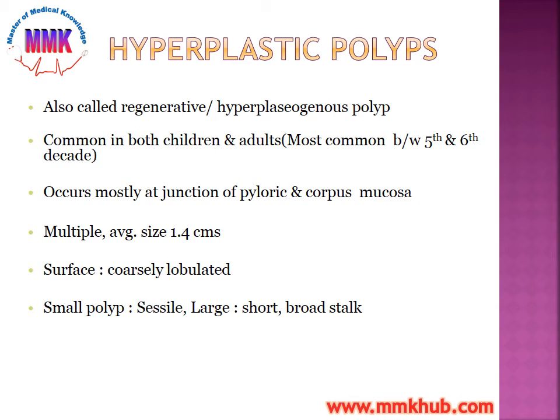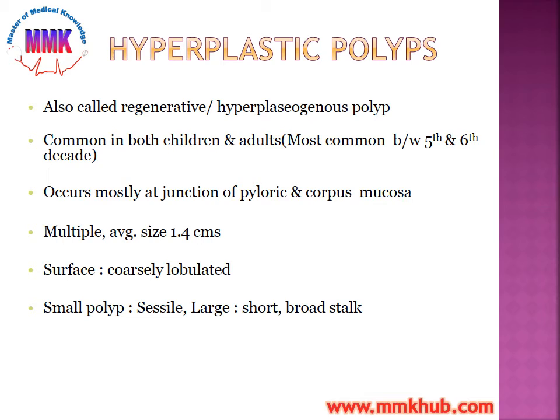Third type of polyp is the hyperplastic polyp, which is also called regenerative or hyperplasiogenous polyp. It is common in both children and adults, and if adults are involved, it occurs in the fifth and sixth decade of their life. Mostly it occurs at the junction of the pyloric and corpus mucosa. Mostly these are multiple in number and the average size is 1 to 4 cm.